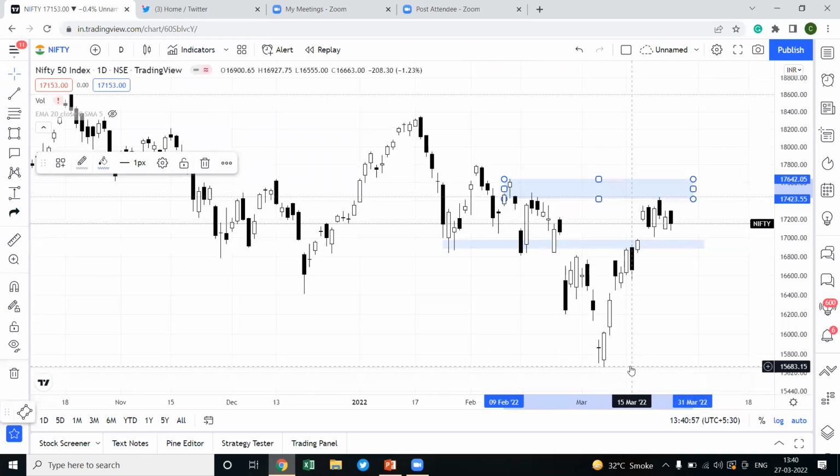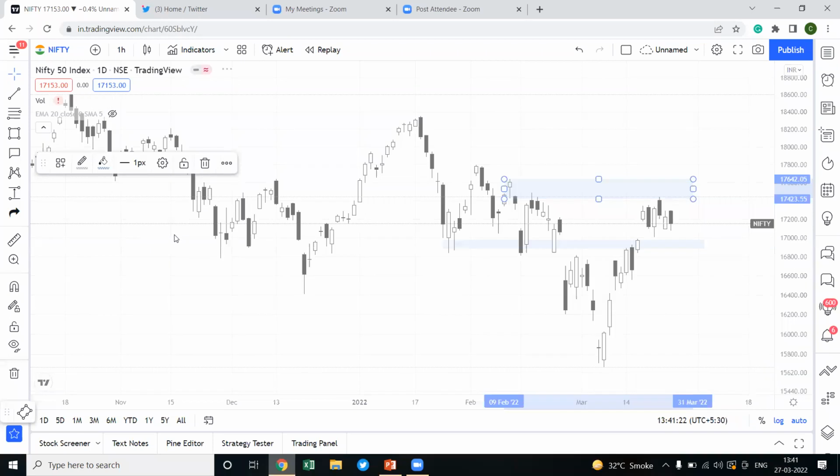So at these particular levels, you can look to book profits. If Nifty is coming near the 16,800, 850 mark, you can look to add stocks which you are planning to add. Whereas if Nifty is near the 17,500, 17,600 levels, you can sell some stocks or you can book some profits. So you can do some swing trading in Nifty.